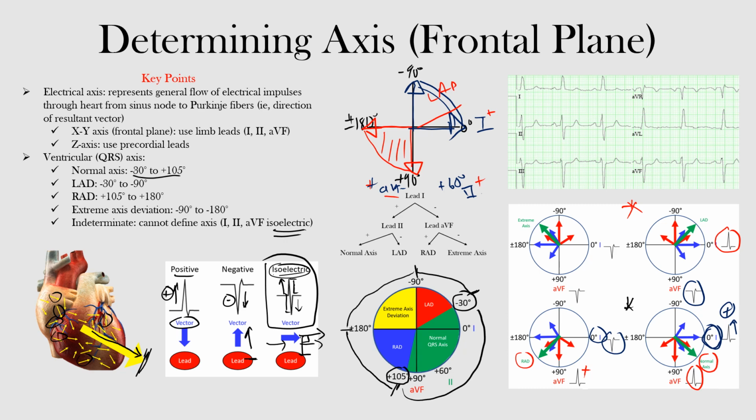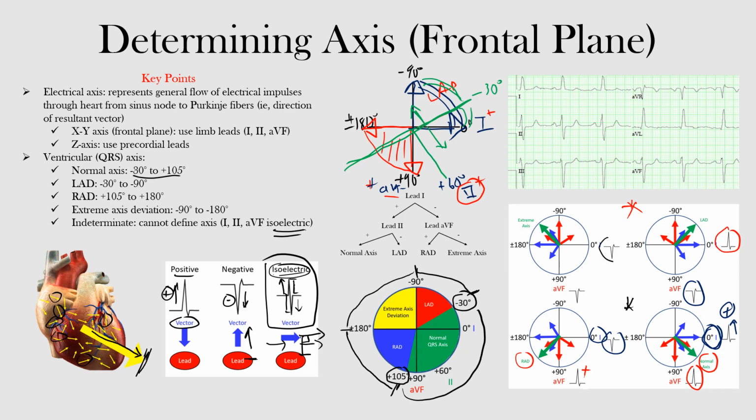We determine it by looking at lead 2. Because lead 2 sits at positive 60, we make a line that's perpendicular to it, which lies here at negative 30 degrees. If lead 2 is positive, it'll be heading on this side, so it'll lie in that normal region. If lead 2 is negative, it'll lie in this region, in that leftward axis zone. So that's something else to consider.